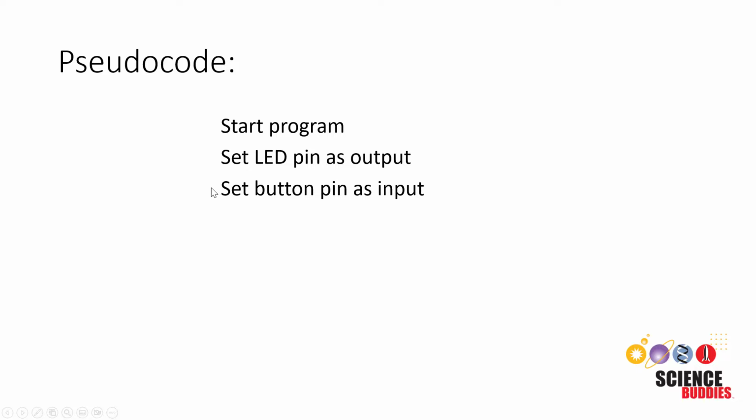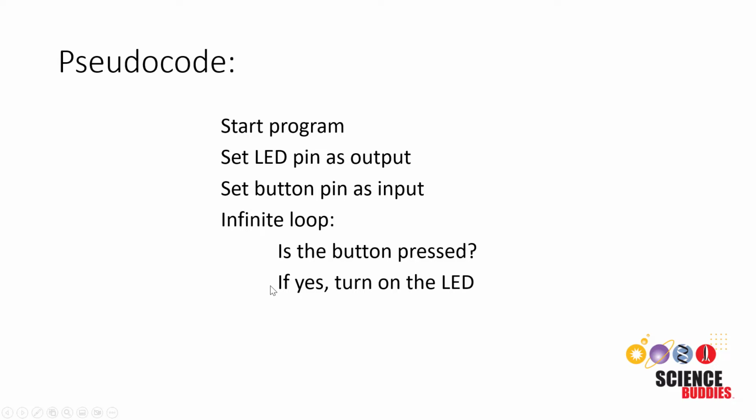For example, the pseudocode could be to start the program, set the LED pin as an output, set the button pin as an input, then enter an infinite loop, where we check if the button is pressed. If the button is pressed, we turn on the LED. If the button is not pressed, we turn off the LED. Then we repeat this loop, continually checking if the button is pressed.